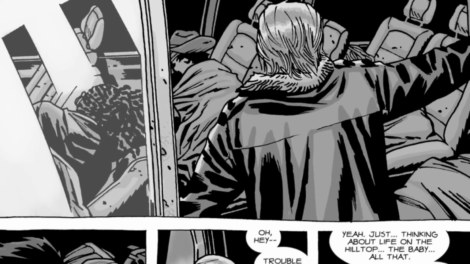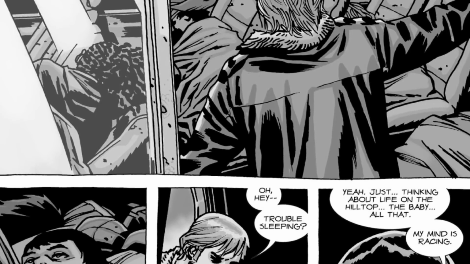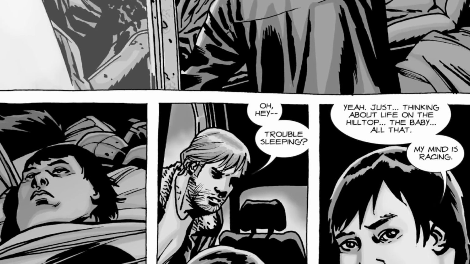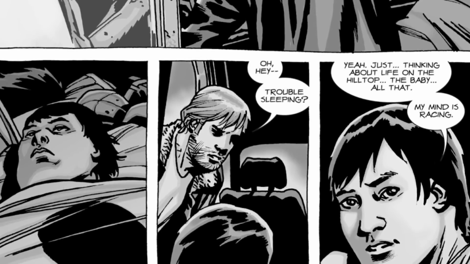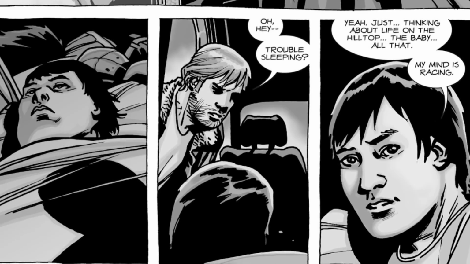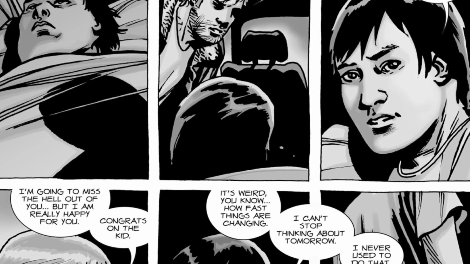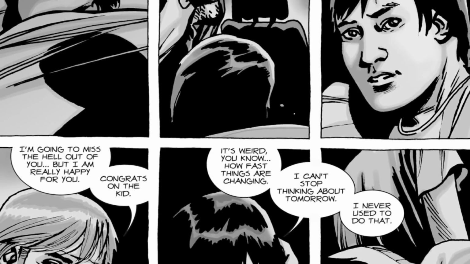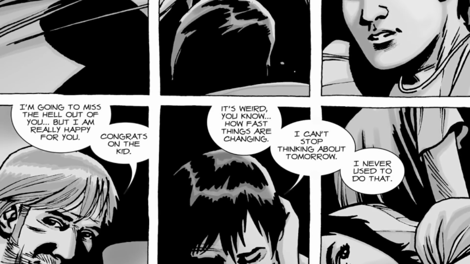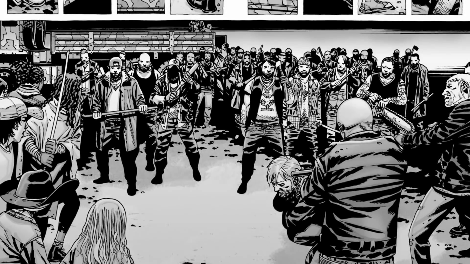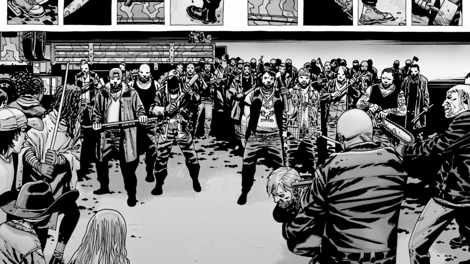On the road, the group is forced to stop and camp in the vehicles overnight, and when Rick changes guard with Michonne, he notices that Glenn is lying wide awake. Glenn tells Rick that his mind is racing with thoughts about the baby and what life was going to be like at Hilltop. Rick says that he's going to miss Glenn, but congratulates him on the baby, to which Glenn says that things are moving so fast, and that for the first time in forever, he can't stop thinking about tomorrow.